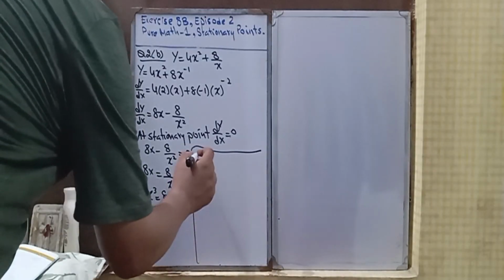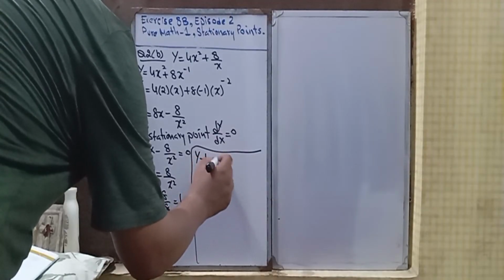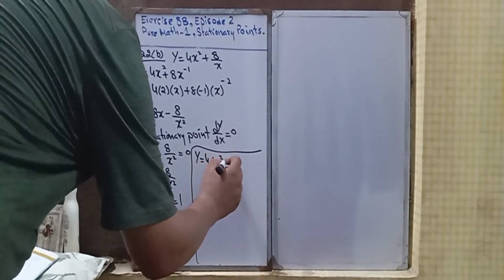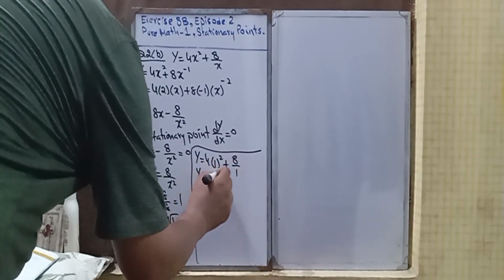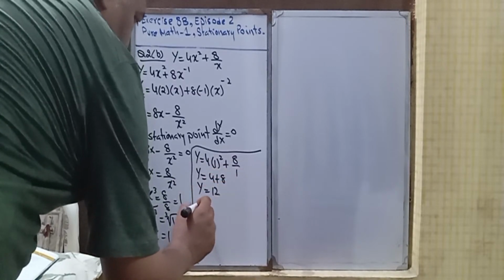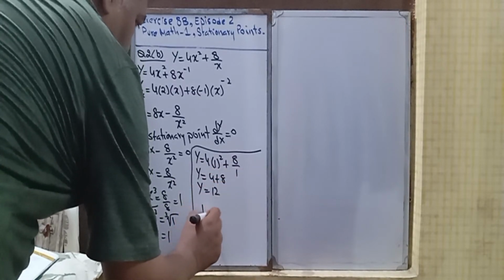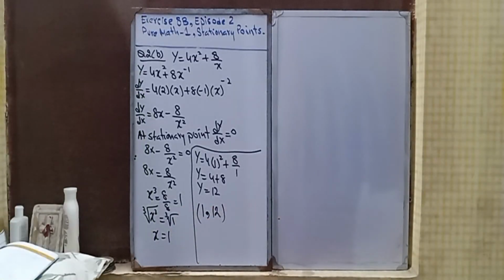For that purpose, I will put y equals 4x. In the place of x, I will put 1 plus 8 divided by 1. So this will be 4 plus 8, and that will be 12. So the coordinates of the stationary point are (1, 12).